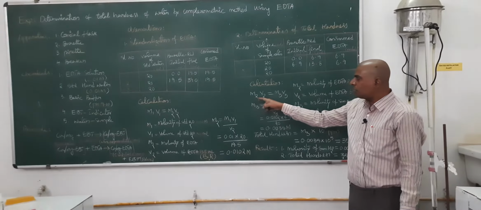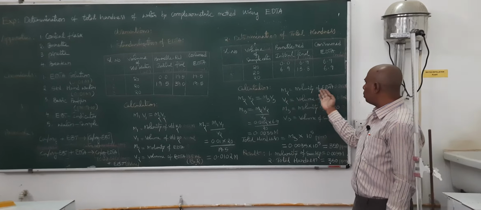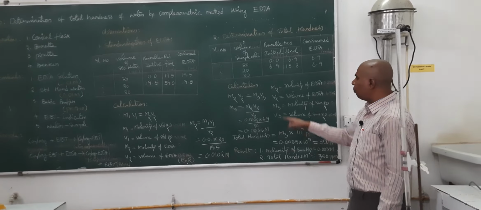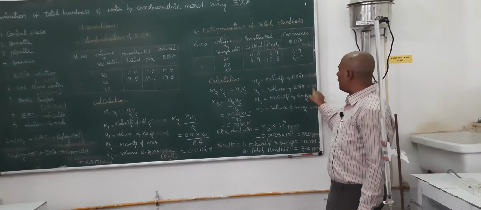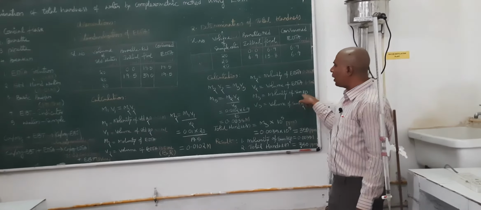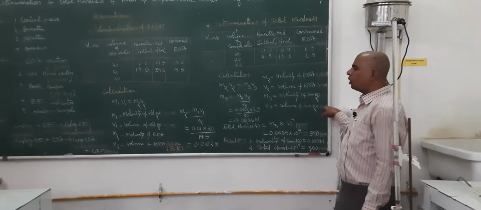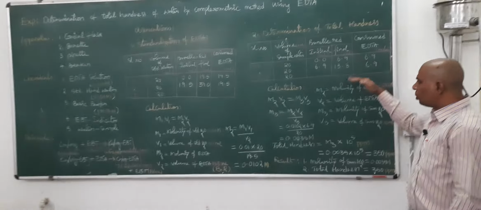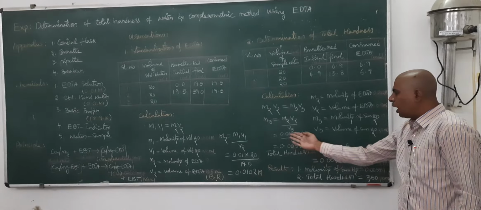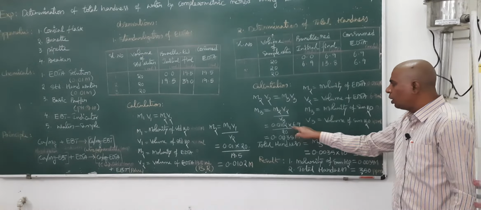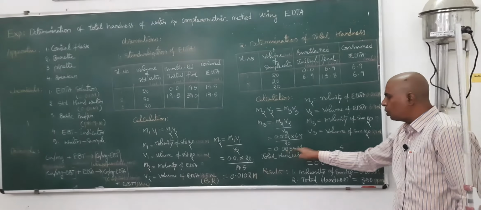M2, the concentration of the EDTA, we already got in the first step, that is standardization. What is M2? 0.0102. And what is V2? The volume of EDTA, the burette reading, is 6.9 ml. And what is M3? The molarity of sample water, which we don't know, that is the question mark. The volume of sample water is 20 ml, because that is what we took in the conical flask. So M3 is equal to M2V2 by V3, and when we substitute 0.0102 into 6.9 by 20 and simplify, we get 0.0035 molarity.